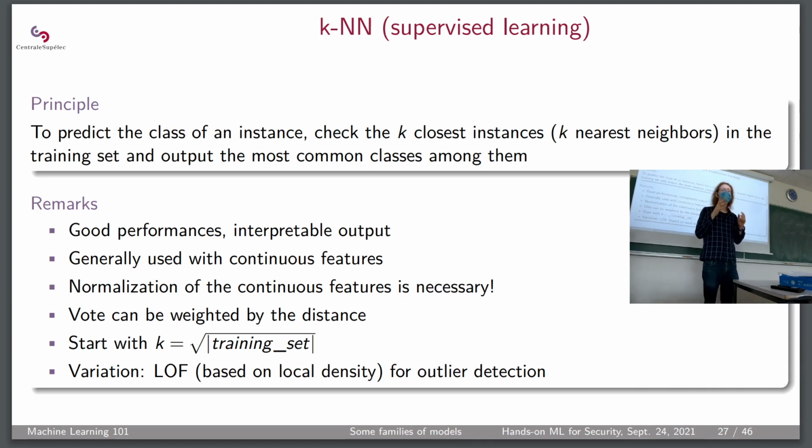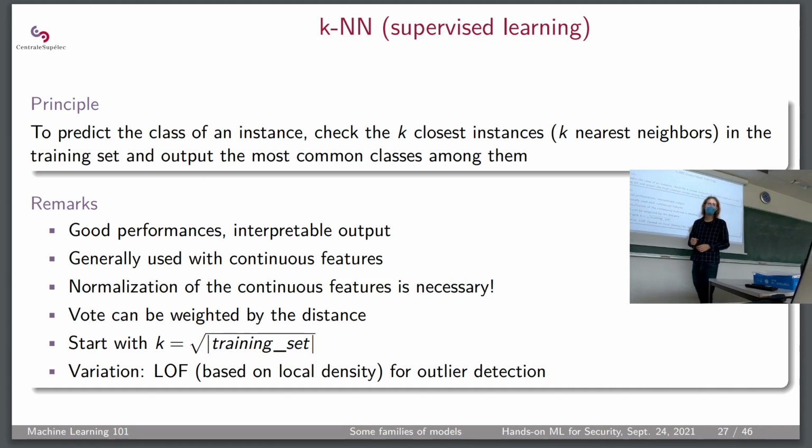There is a variation of this algorithm called LOF. It is based on the local density and can be used for outlier detection. The idea is if a point is in a low density area, it is probably an outlier.